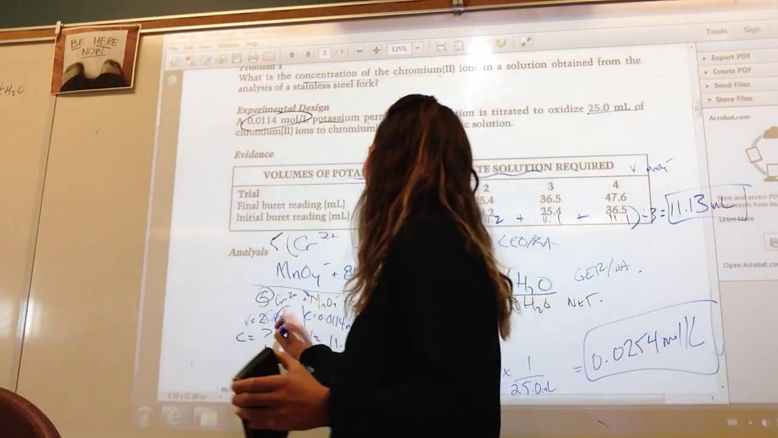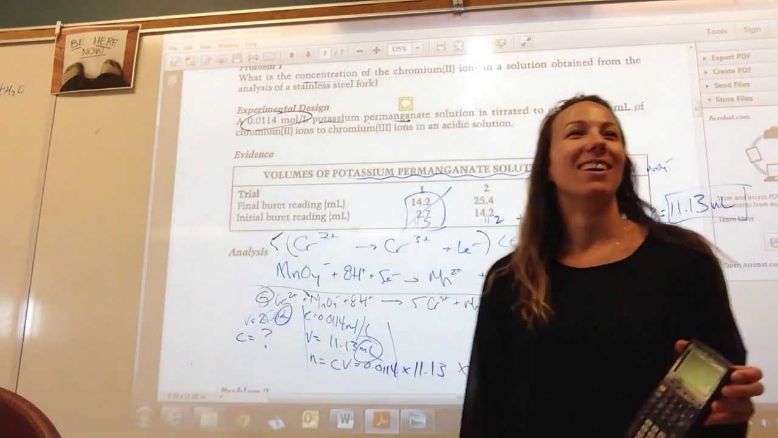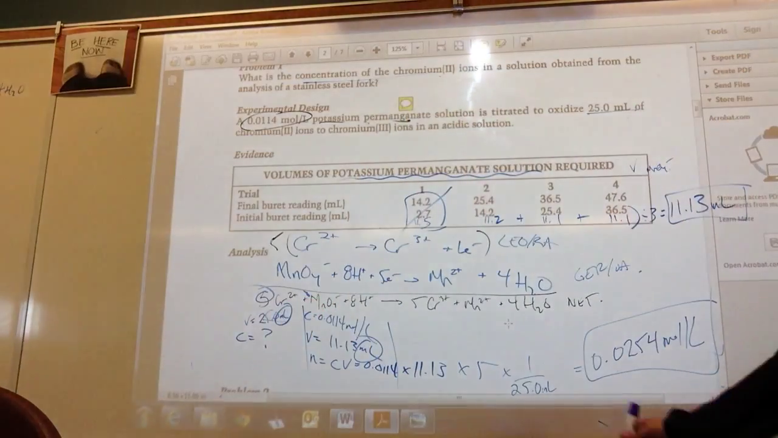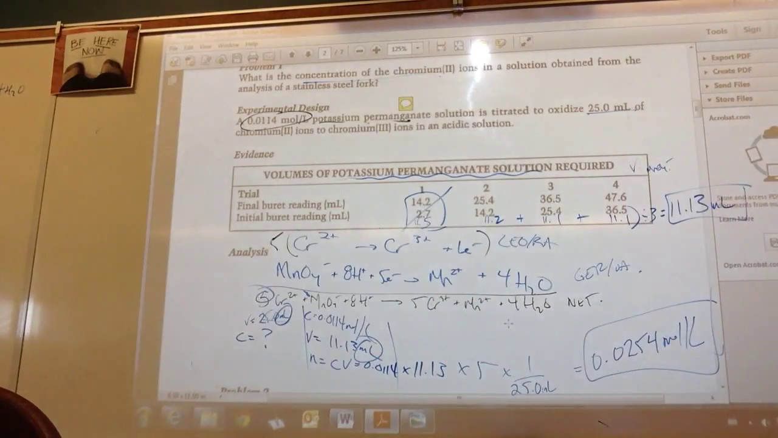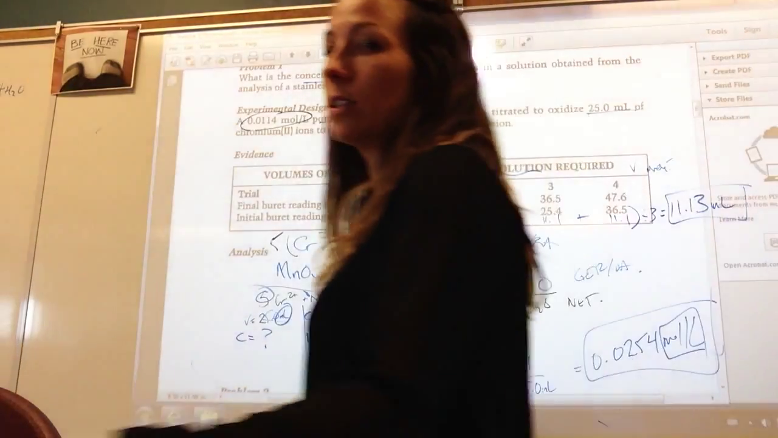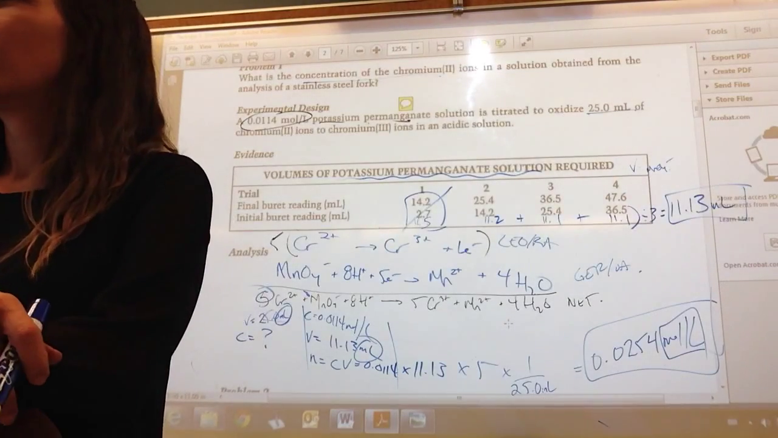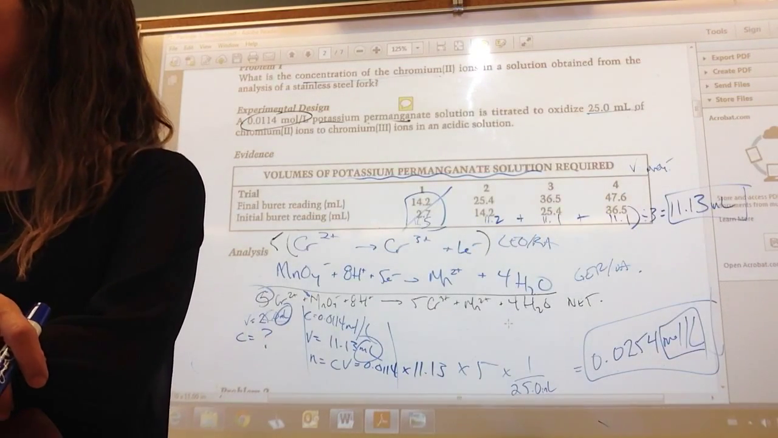Anyway. Is yours in moles per liter or is yours in millimoles? Mine's in moles per liter because the milliliters will have cancelled out, leaving me with just moles per liter. If you've got 2 mL, you don't have to convert either of them. Okay. Happy?